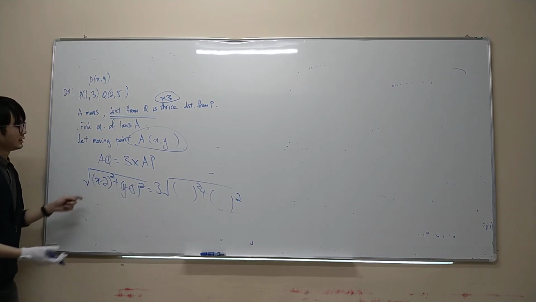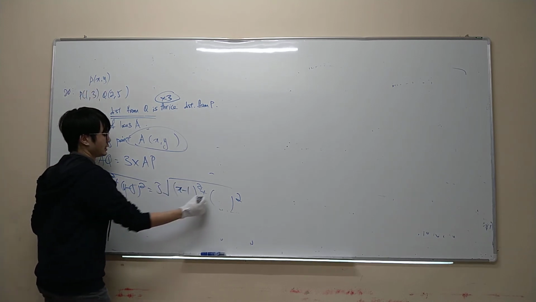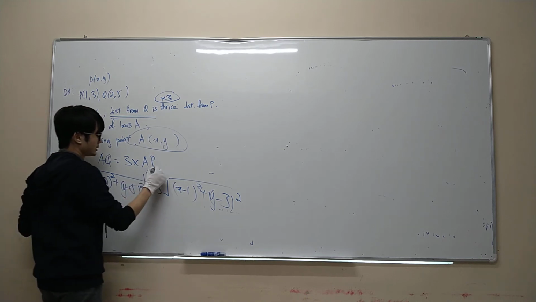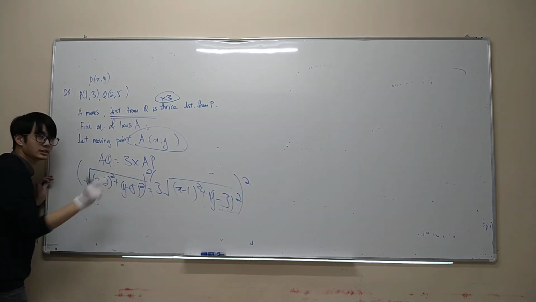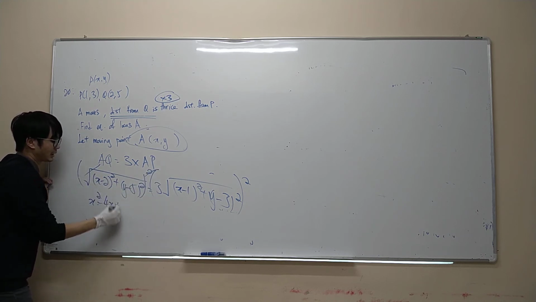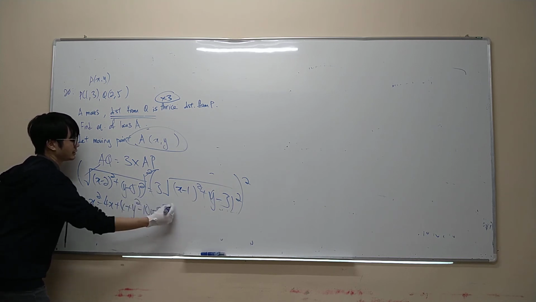So AP equals... x minus 1, y minus 3. Square both sides. So the square root and the square cancel each other, so it disappears. So we are left with x squared minus 4x plus 4, and y squared minus 10y plus 25.